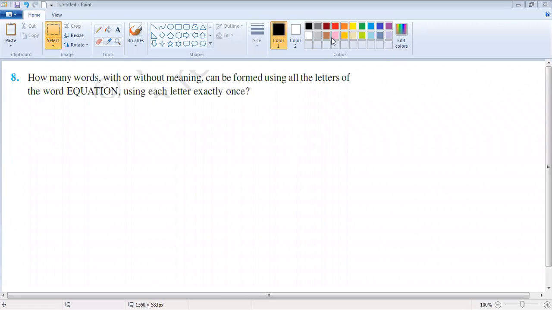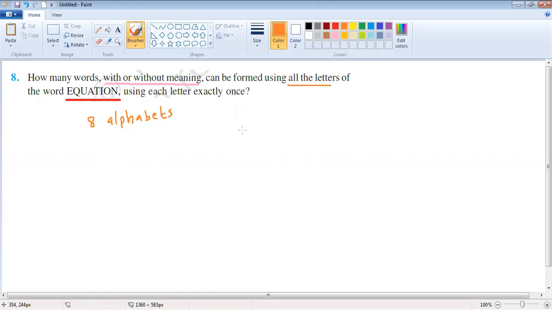Okay. Look at the next question. How many words, with or without meaning, can be formed using all the letters of the word EQUATION? So you can see that in EQUATION there are 1, 2, 3, 4, 5, 6, 7, 8 alphabets. There are 8 alphabets. So how many words can we form using all the letters?